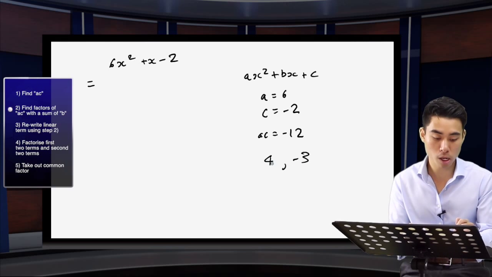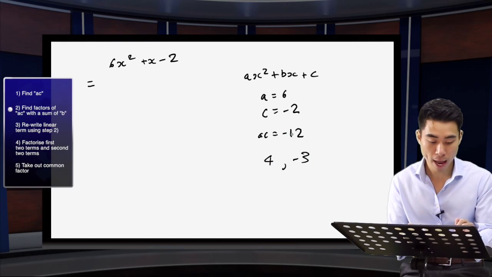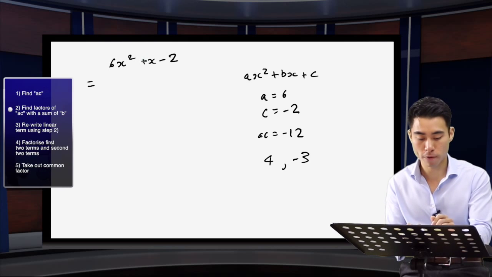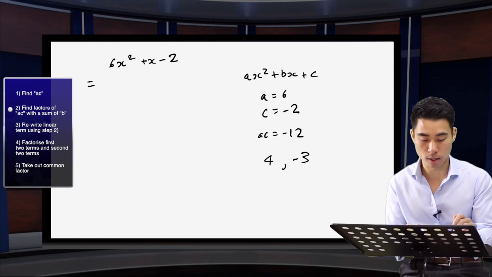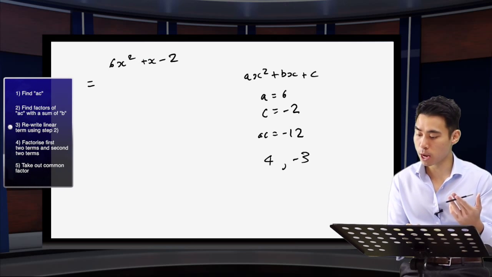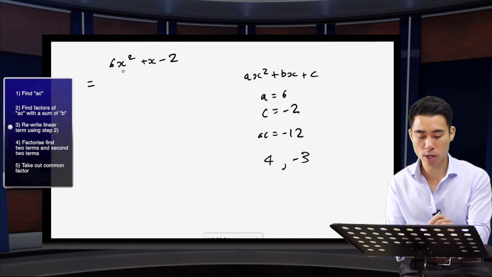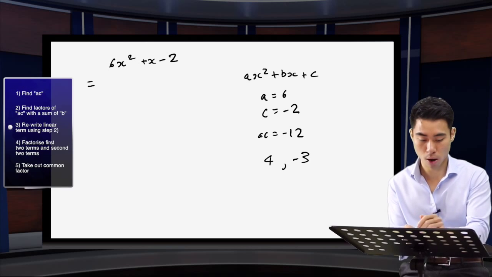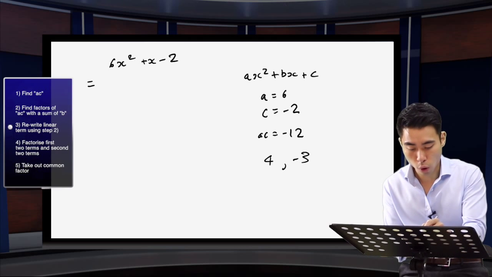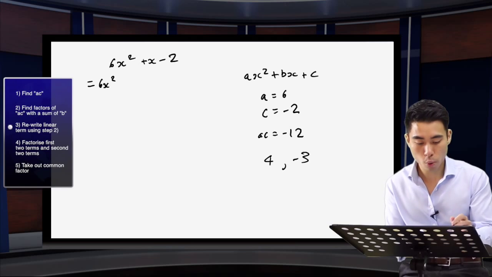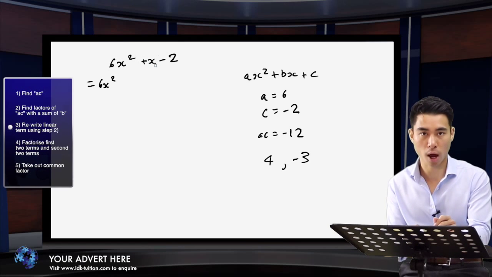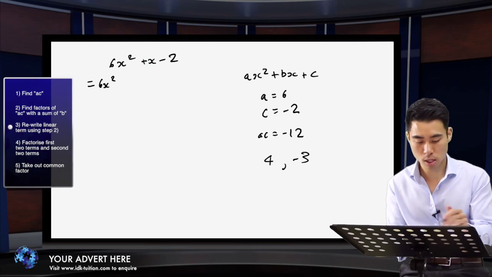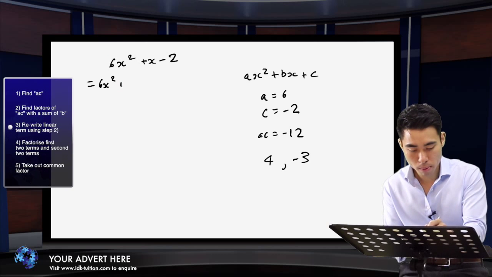These two numbers here multiplied together do indeed give me minus 12. Added together, they do give me my coefficient on x, which is just 1. Step number 3, we need to rewrite our original expression using this information. Your quadratic term stays the same, and all we're doing is rewriting this middle term, our term in x, using this information here. So what happens is we get this.